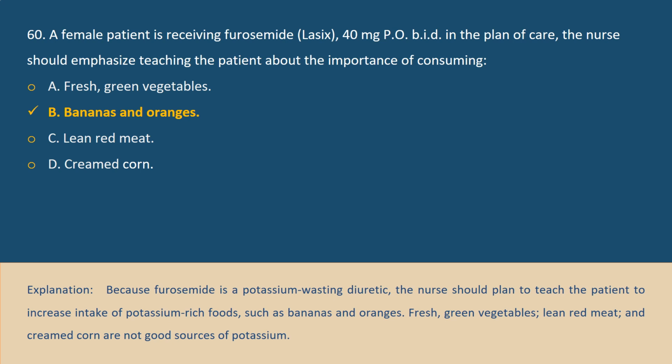Answer B. Explanation. Because furosemide is a potassium-wasting diuretic, the nurse should plan to teach the patient to increase intake of potassium-rich foods such as bananas and oranges. Fresh green vegetables, lean red meat, and creamed corn are not good sources of potassium.